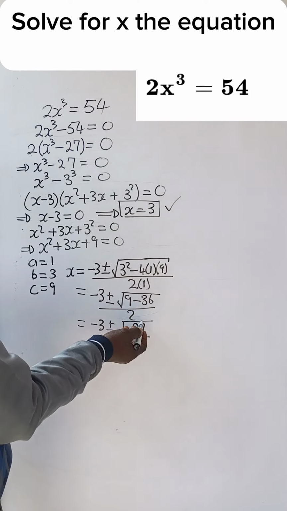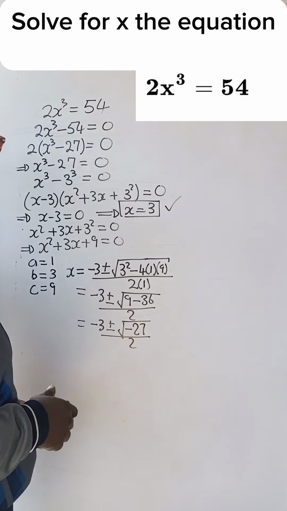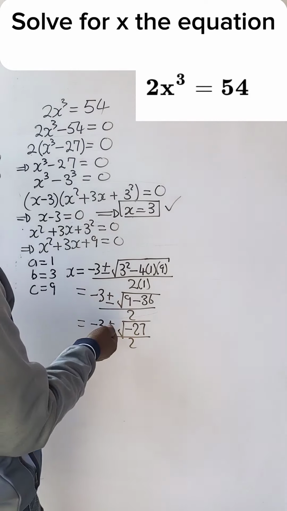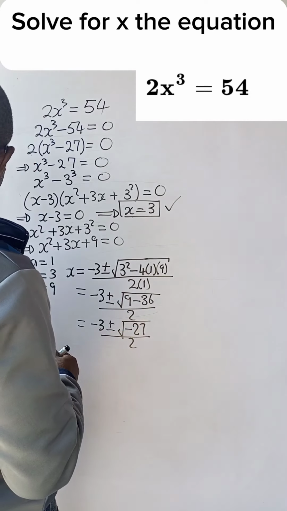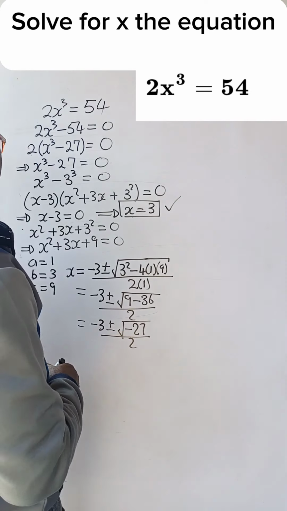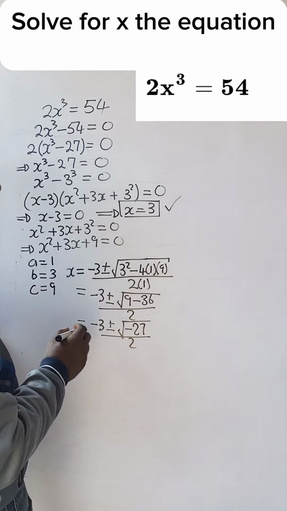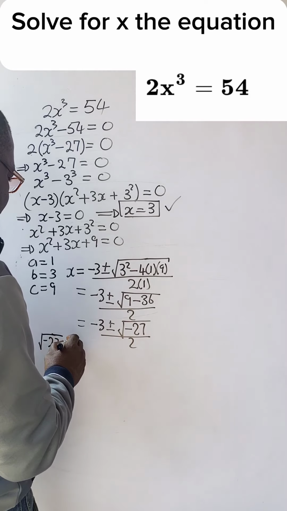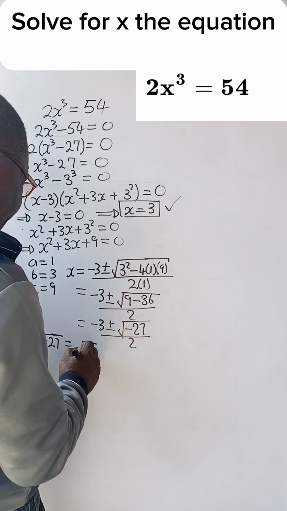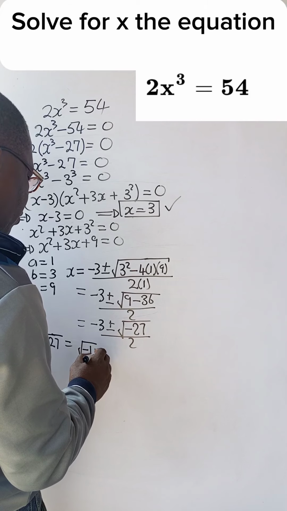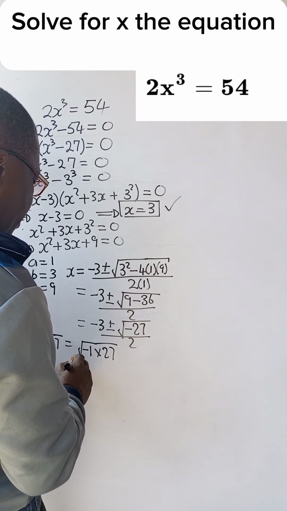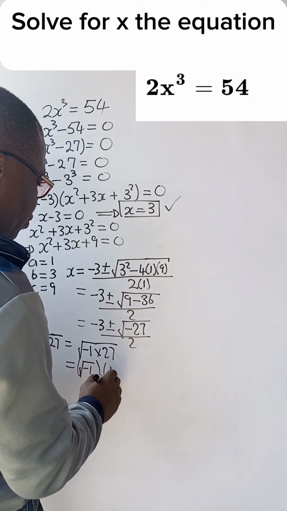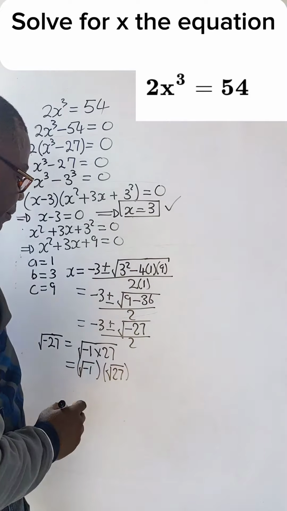Now, up here we find the root of negative 27. The root of negative numbers can never be real, so we expect to obtain complex values up here. The root of negative 27 is going to be a complex value. So let's first of all handle the root of negative 27. The root of negative 27 is the same as the root of negative 1 multiplied by 27. This is equal to the root of negative 1 into the root of 27.